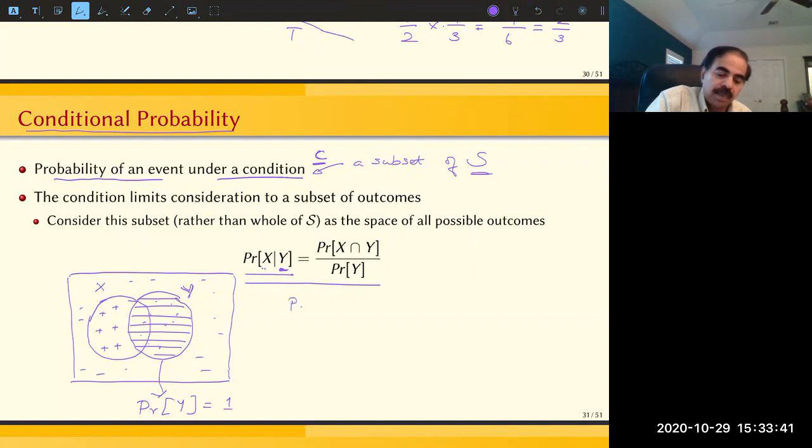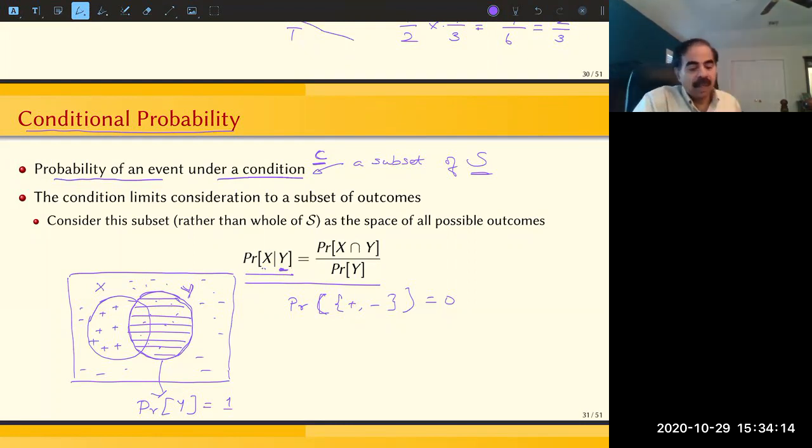So the probability of pluses and minuses, right, is going to be 0. So we are just saying that only the points inside Y are going to have a non-zero probability, and everything outside, like here and like here, it's all going to be 0.